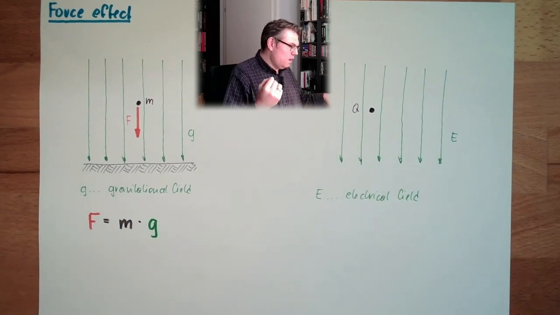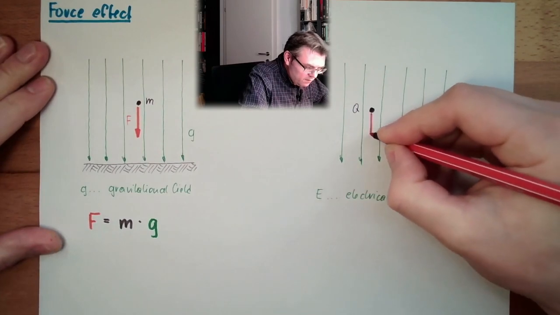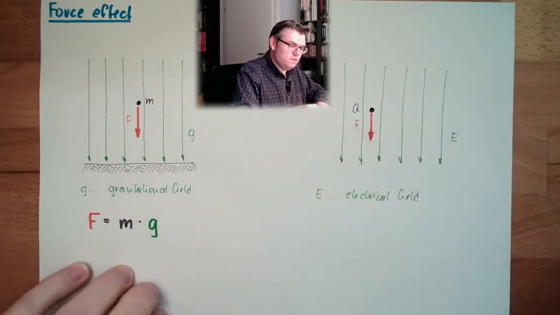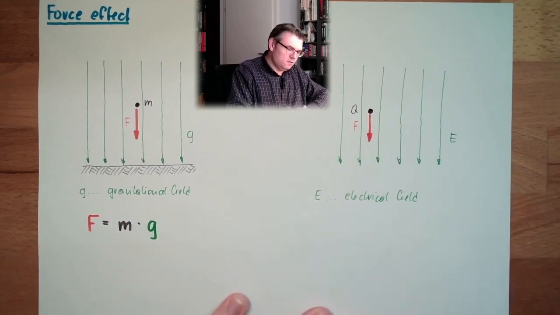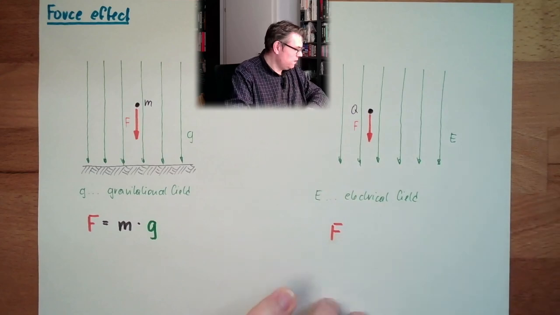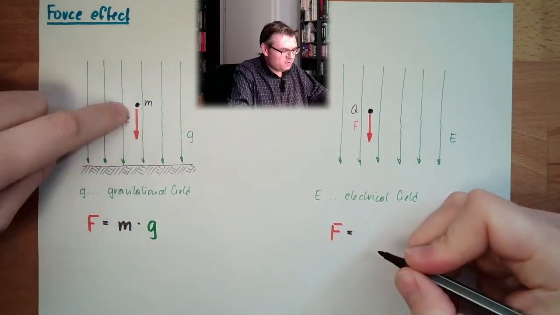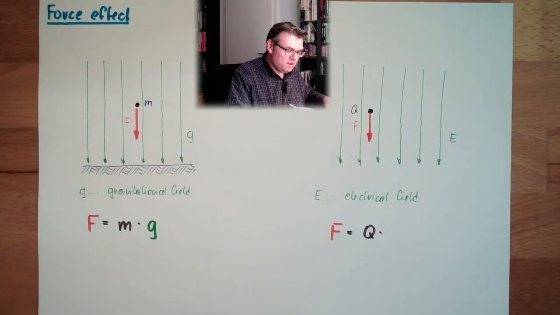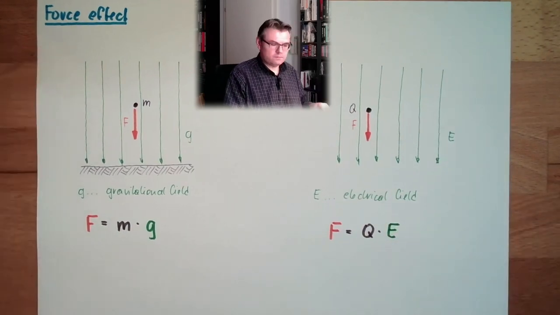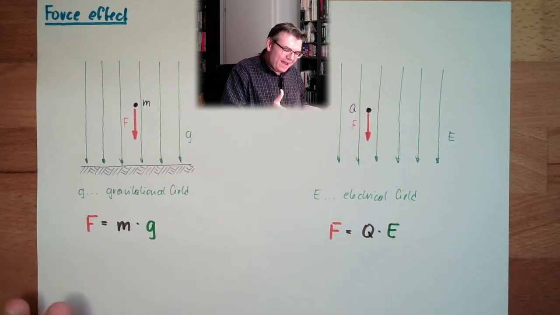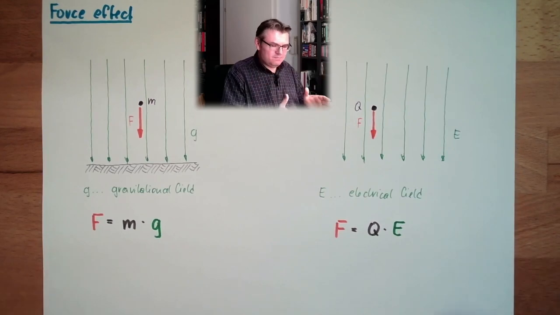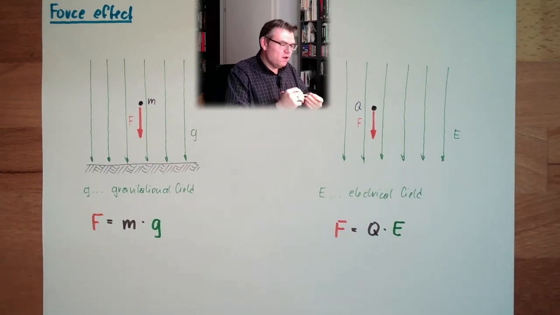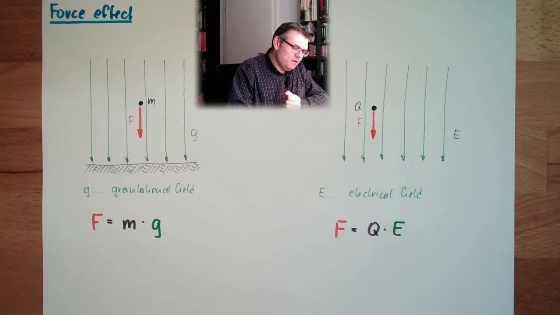Also, on our charge, there is a force applied in direction of the electrical field. And now we only have to use the analogy. The force equals the charge, the analogy to the mass, multiplied by the electrical field E. So it's exactly the same physical principle. There's a field, and this field has an effect on things.